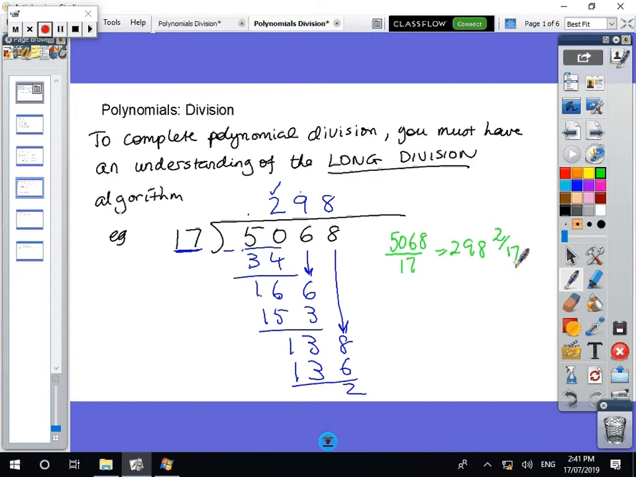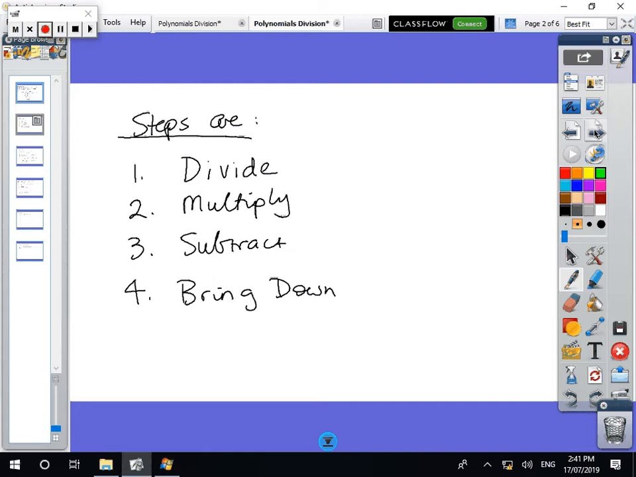Okay, so the long division algorithm: divide, multiply, subtract, bring down. Divide, multiply, subtract, bring down. Divide, multiply, subtract, no more bring downs. So these are the steps: divide, multiply, subtract, bring down, and you just keep repeating it until there's no more bring downs. So if you do it with numbers, you can do it with algebra, and that's what we're doing on the next page.